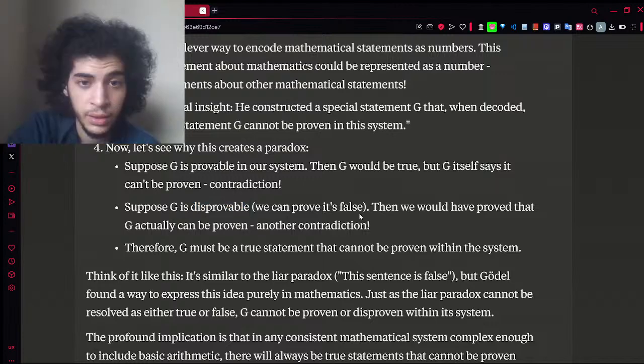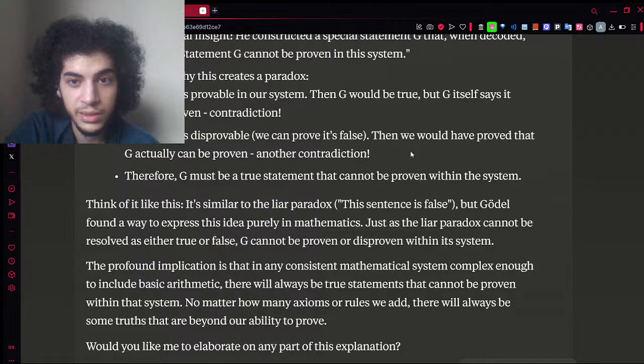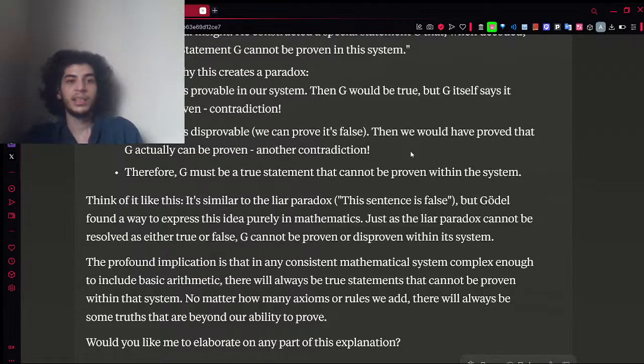Now I'm getting tired. Therefore, G must be a true statement that cannot be proven within the system.